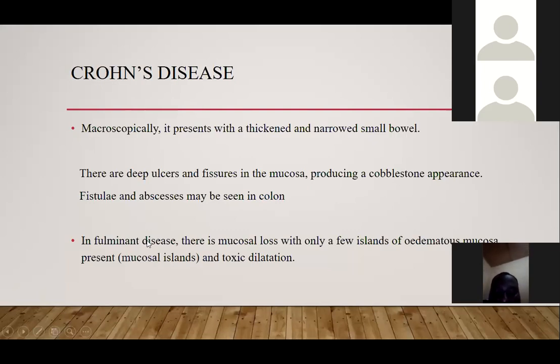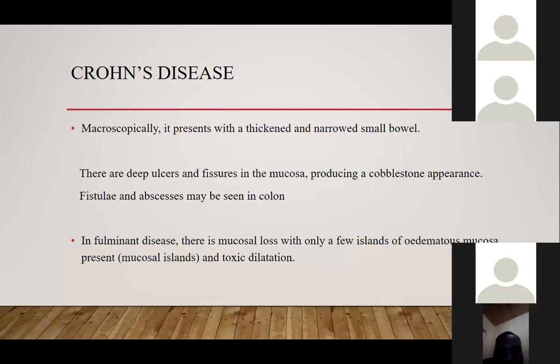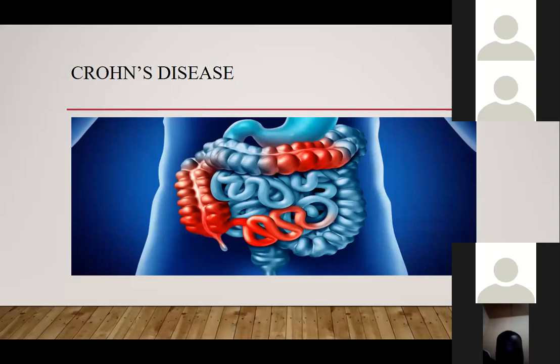When the disease becomes very severe, what we call fulminant disease, you realize that the whole mucosa is basically lost, and you just have a few areas in the gastrointestinal tract where the mucosa looks very edematous, and also dilated. And if you remember the cardinal features of inflammation, edema is part of it, so it's not so surprising that in severe cases the bowel will look a little bit ballooned, and the inner aspect, which is also inflamed, will look very edematous.